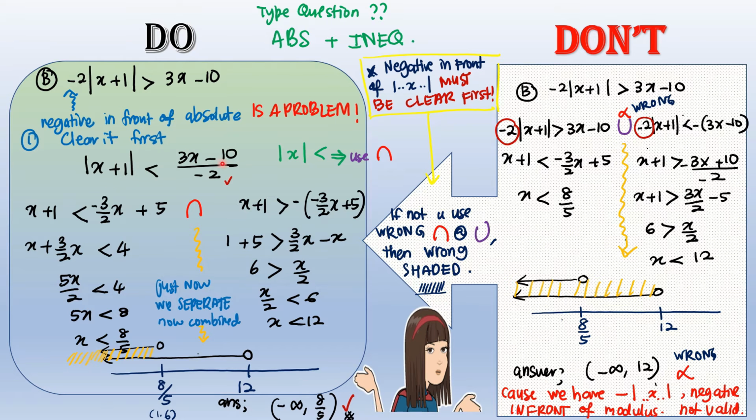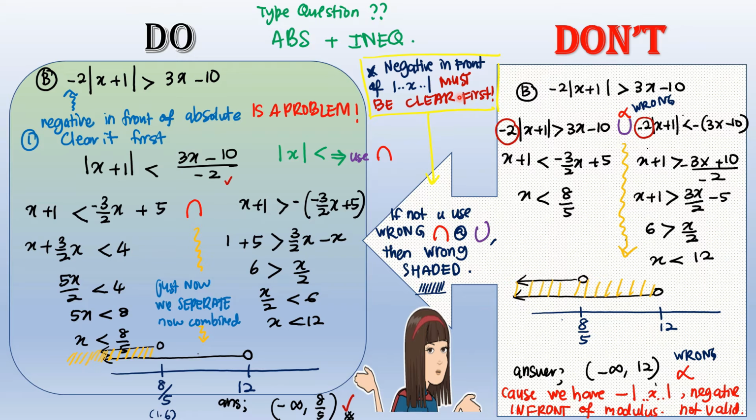From here, you decide. It is actually modulus x less, so we need to use intersect. We can't use union because of the negative. So you can separate them into two. One is the original, the second one you put the negative, so you reverse the sign, and you calculate everything. Here we have x less than 8/5, x less than 12. So intersect, that means it is the intersection only. So the answer is from negative infinity to 8/5.